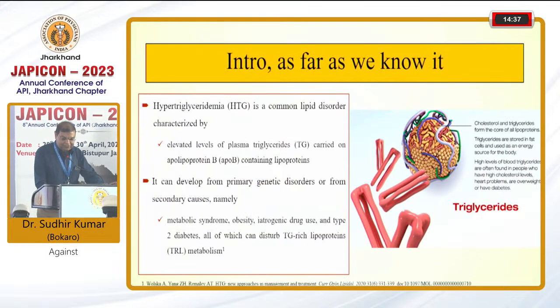This is the intro which already has been taken by Dr. Ajay. HTG is a common lipid disorder which is characterized by increased level of plasma triglycerides, and it develops from primary genetic disorders or secondary causes, namely metabolic syndrome, obesity, drugs, and type 2 diabetes.